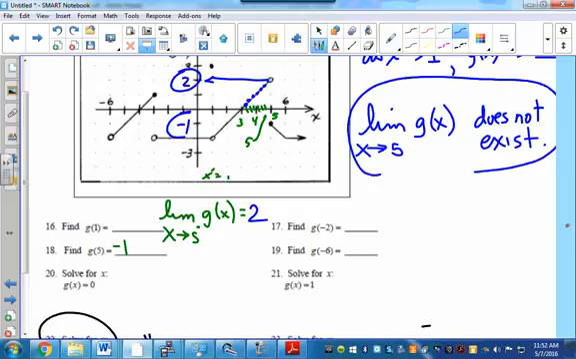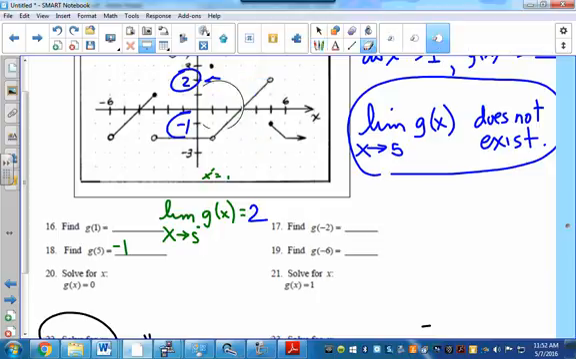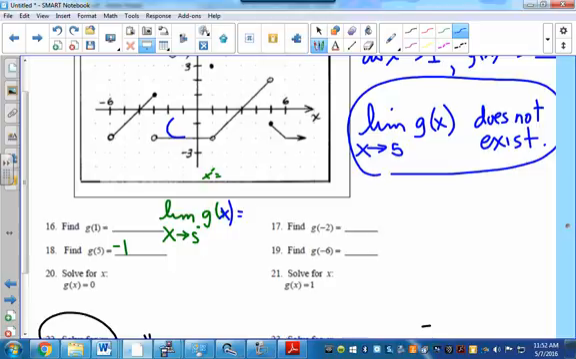The limit does not exist because the graph is going to 2 different levels, and in this case, the limit from the left of g of x does exist. It happens to be the number 2. And the limit of g of x as x approaches 5 from the right, this is the right-hand limit, that does exist. That happens to be -1.